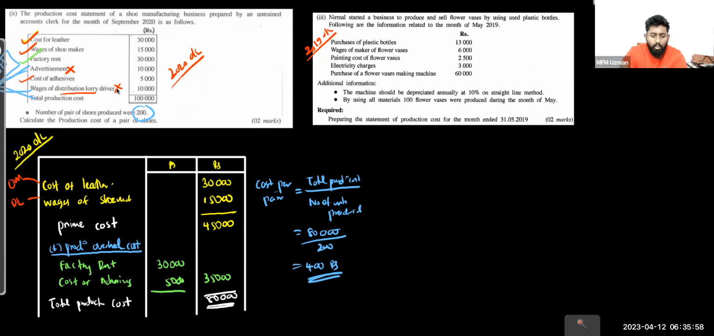So look, what is the requirement, guys? Okay. Read the requirement. Prepare the statement of production cost. Can you all try this? Don't follow a format and do. You just know what to add, what not to add. They might give you any overheads which are not production, such as advertising and all. You should not consider that.